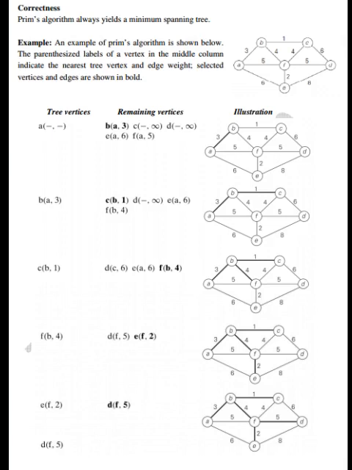See the example. An example of Prim's algorithm is shown below. The parenthesized labels of a vertex in the middle column indicate the nearest tree vertex and edge weight. Selected vertices and edges are shown in bold.